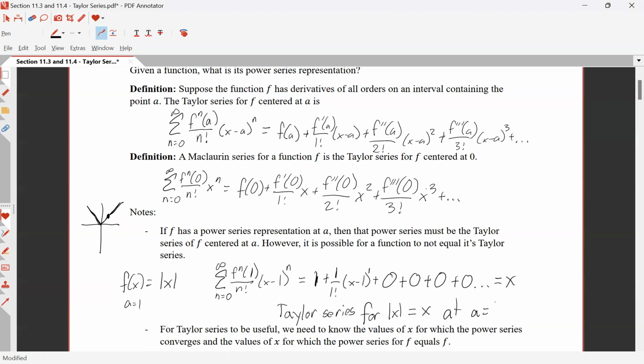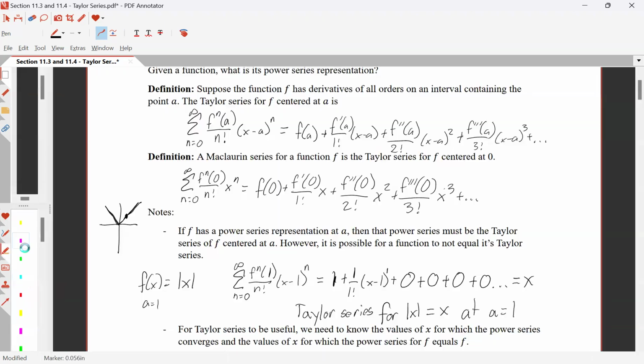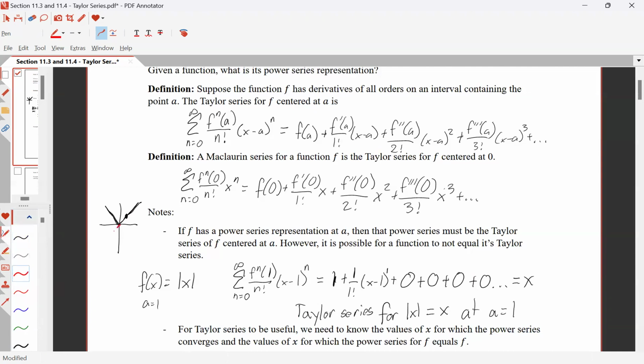at a equals 1. But we know the function of the absolute value of x and the function y equals x are not the same function. I have now sketched y equals x in red, and we have y equals the absolute value of x in black in that picture. They're not the same function. So a function may not necessarily be its Taylor series.